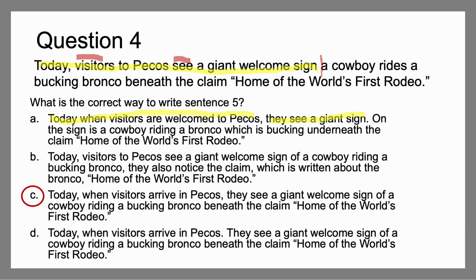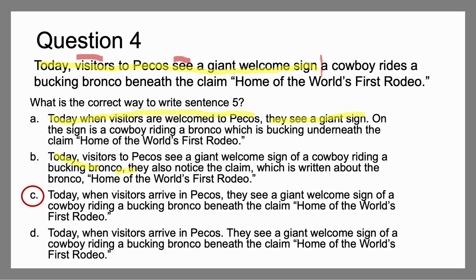Next, today, visitors to Pecos see a giant welcome sign of a cowboy riding a bucking bronco. They also notice, right here, that is a comma splice. This is a complete sentence. Today, all the way to bronco. My hand slipped. And then they also notice the claim, which is written about the bronco, home of the world's first rodeo. Two complete sentences on either side of that comma. I need something a little stronger than a comma to connect them.